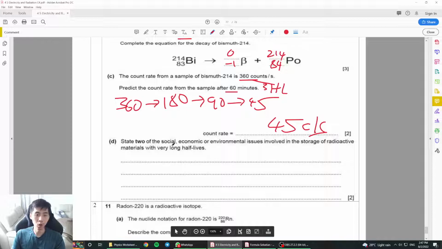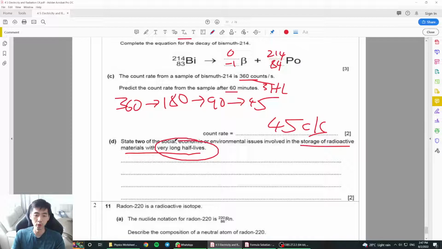And state 2 of the social, economic or environmental issues involved in storage of radioactive materials with very long half-life. Social means to say what people are unhappy about. Economic means to say how it affects them in terms of money, and environmental is basically affecting them in terms of the pollution or whatnot, right?